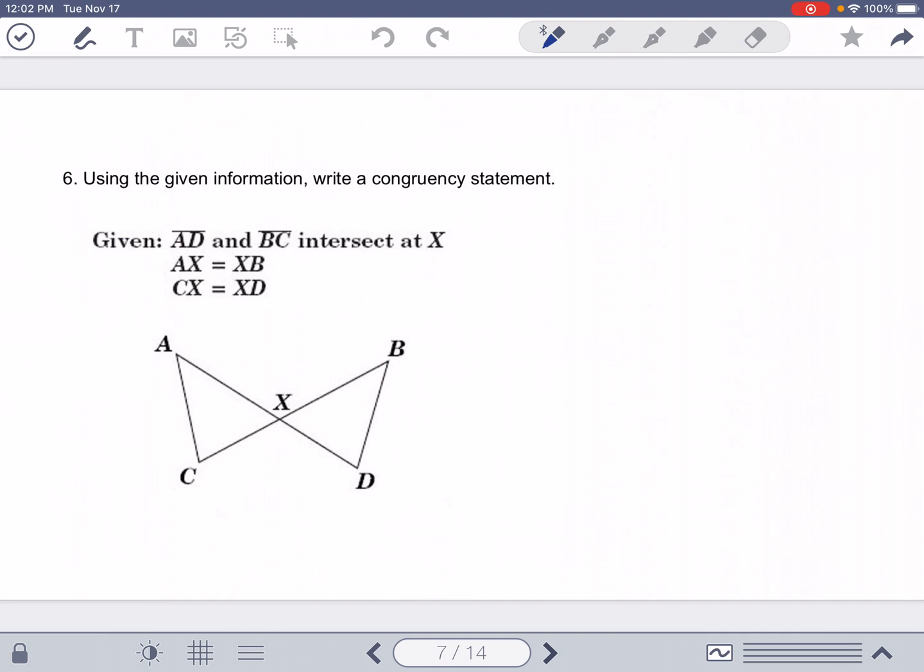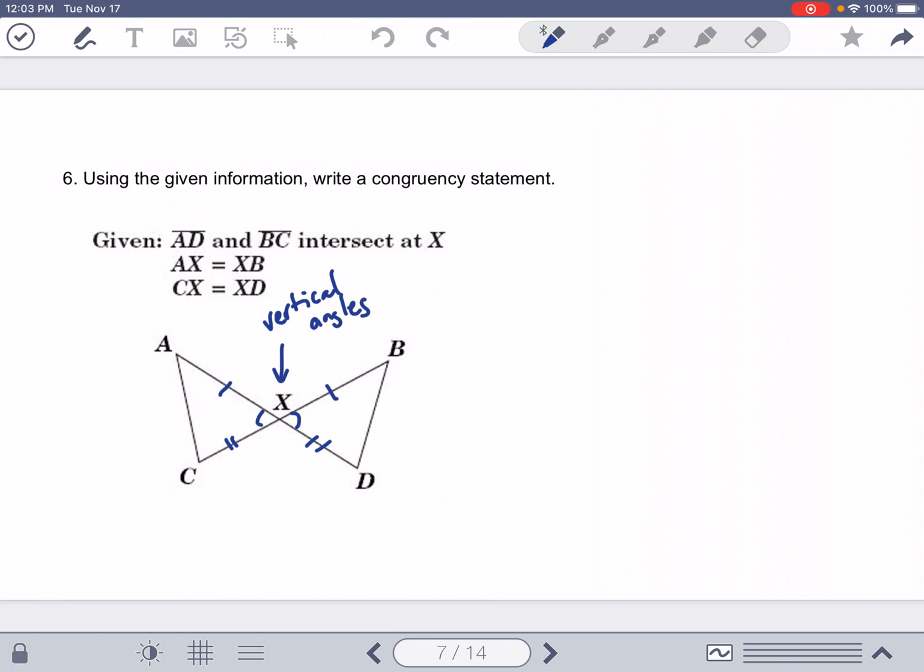6. Using the given information, write a congruency statement. All right, AD and BC intersect at X. AX is equal to XB. So that means these two are congruent. CX is congruent or equal to XD. So what's going on here? These angles are congruent because those are vertical angles.